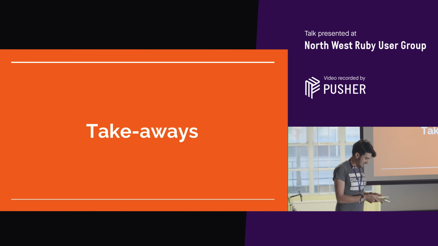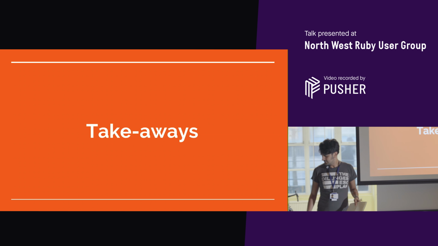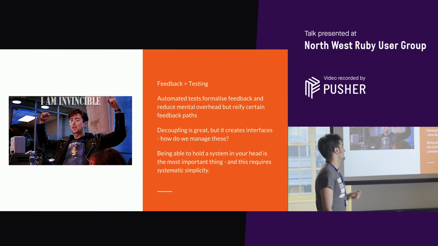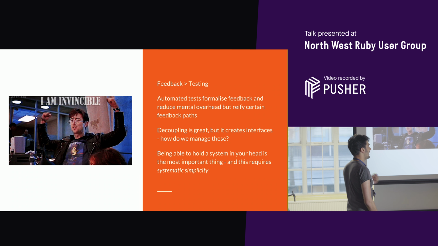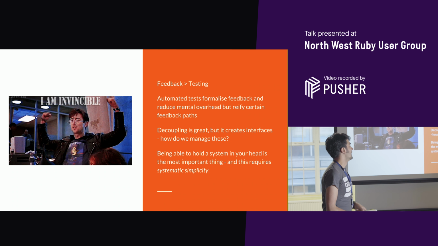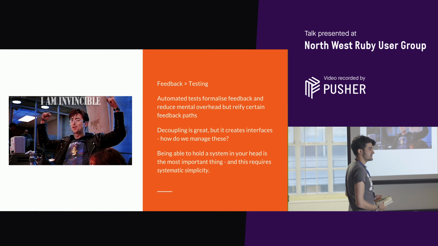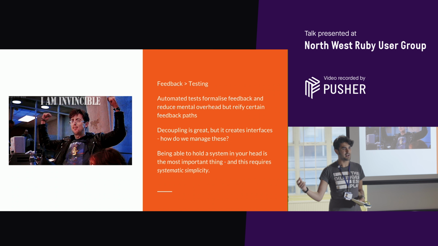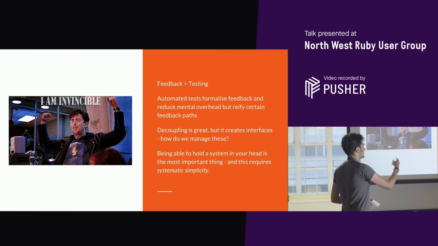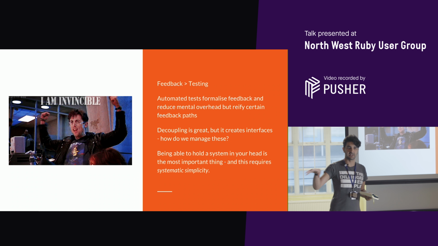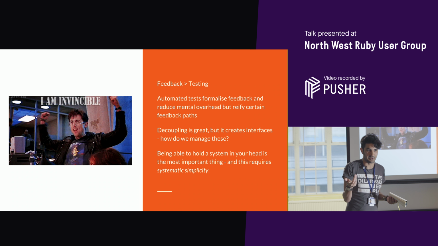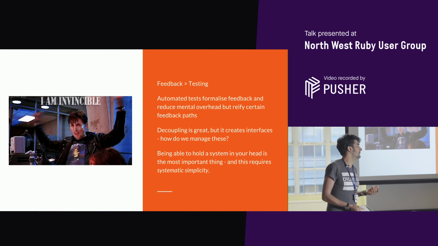Okay, so finally, some takeaways. So what we're looking for, feedback is more important than testing. So automated tests are basically a way for us to formalize the feedback process. And they're very, very useful as a result. They reduce mental overhead because you don't want to remember that same incantation you had to run to get the result for that thing you were trying to work out whether it worked or not. But they also reify these feedback paths of a particular thing that you remember to test at that time. The next time that a bug crops up, it's the thing that you didn't think you were going to test for, right? Because you didn't think it was a problem.